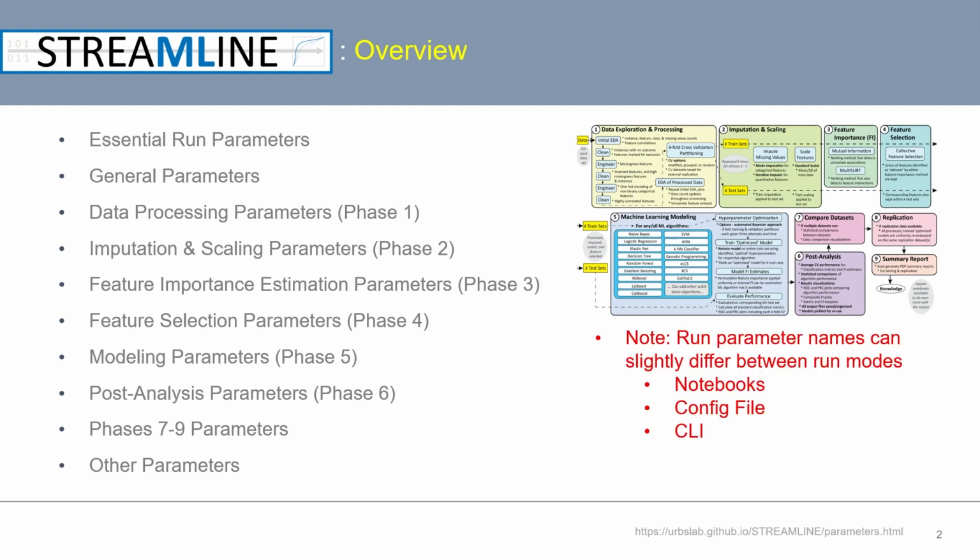run parameters. Of note, parameter names within STREAMLINE can differ slightly between run modes, specifically depending on whether STREAMLINE is being run within a notebook or the command line using either configuration file or command line arguments. For this review, we'll mostly be using run parameter names as defined for configuration file use. You can check out the link at the bottom of this page for detailed STREAMLINE documentation covering all run parameters and their names for each run mode.